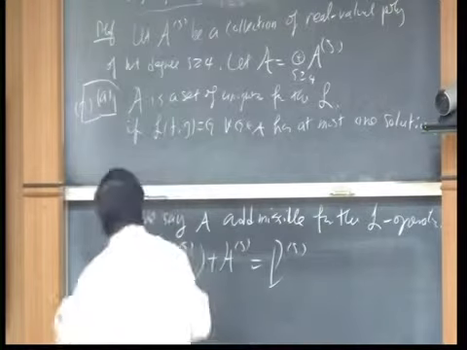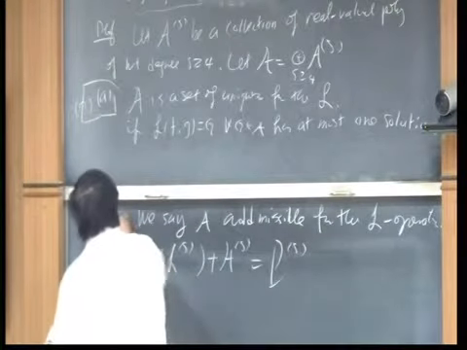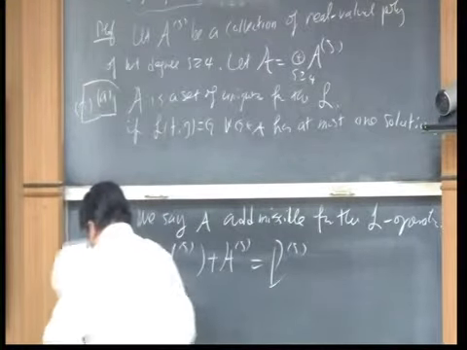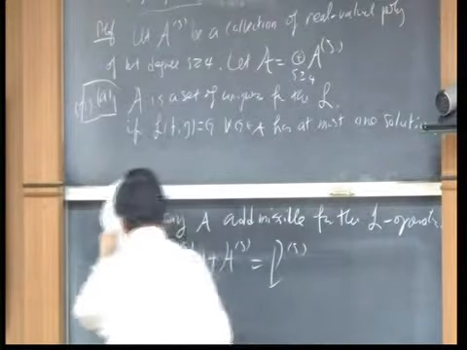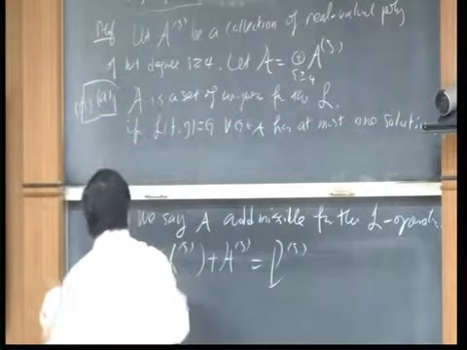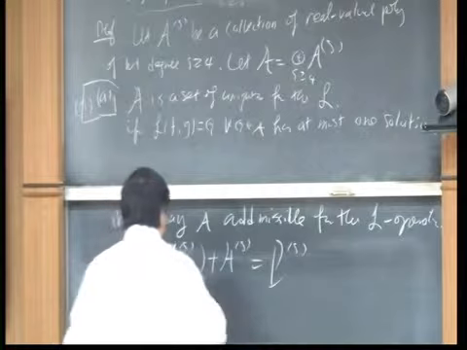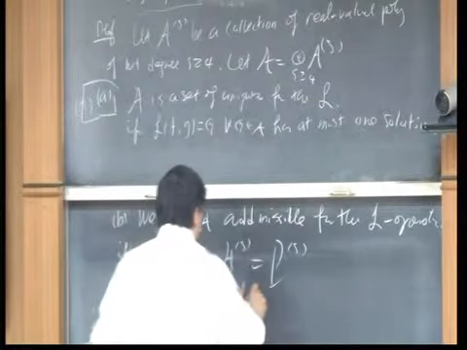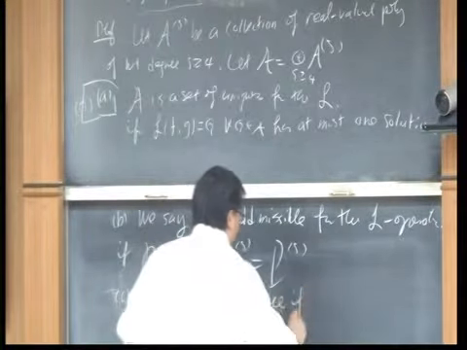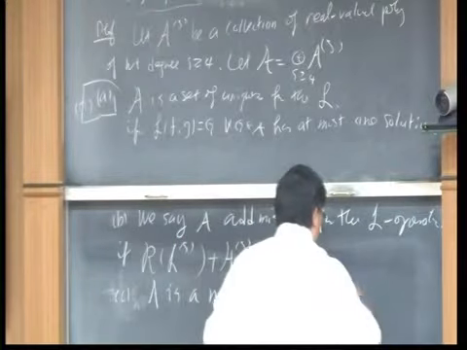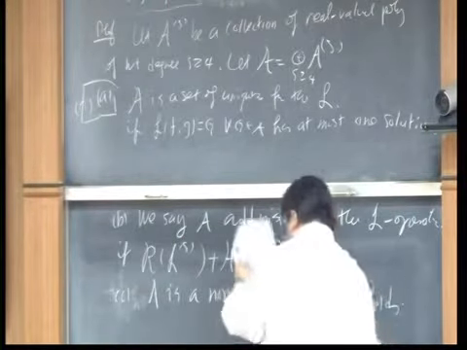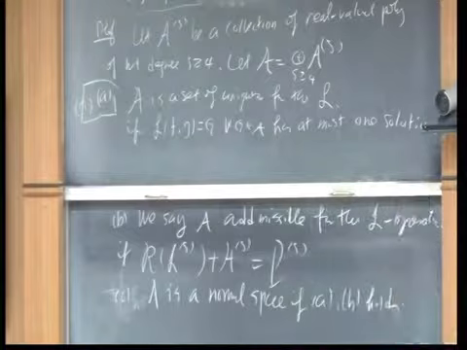Now there is one more definition. The definition says A is called a normal space if both A and B hold. Okay, so now let's give a theorem. The theorem says.